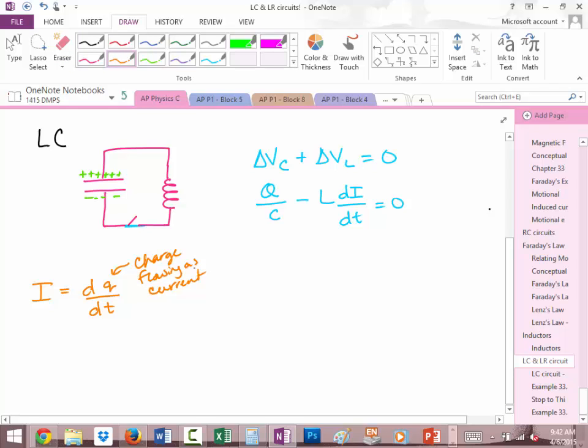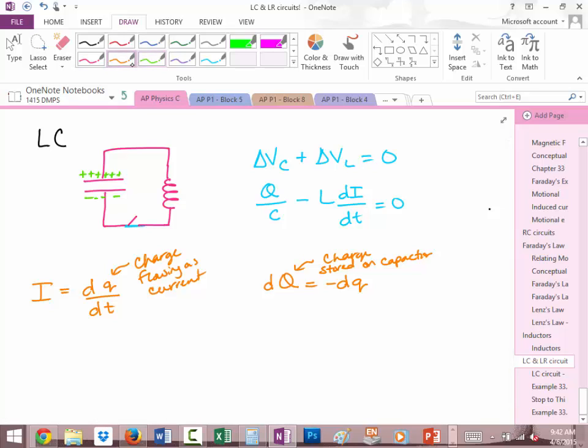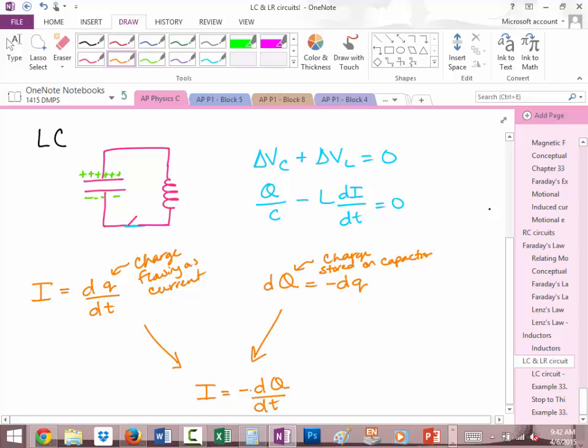Okay. And we also know that dQ, I'm using that Q to talk about the charge that's stored on the capacitor, or in the capacitor, is going to be equal to negative dq. I think we talked about that before when we were doing the RC circuits as well. Okay. So if we put those two things together, we can say that I is equal to negative dQ/dt. Okay. And now I've got an expression here that relates Q and I.